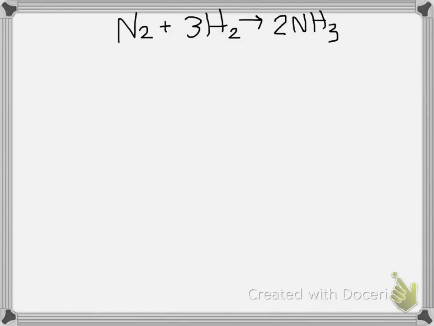Looking at problem 1 on the limiting reagent worksheet, we are asked, how many grams of NH3 can be produced from the reaction of 28 grams of N2 with 25 grams of H2? Our first step, as in all stoichiometry problems, is to make sure that the equation is balanced. We see here that they've already balanced this one for us.